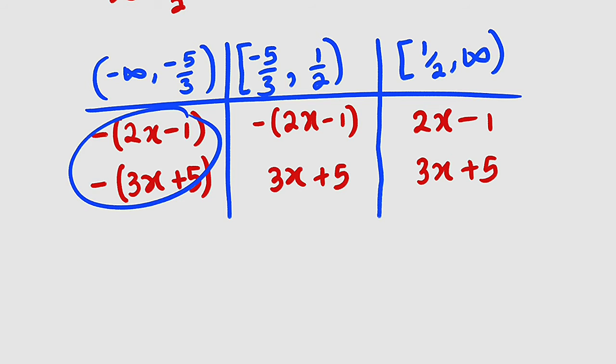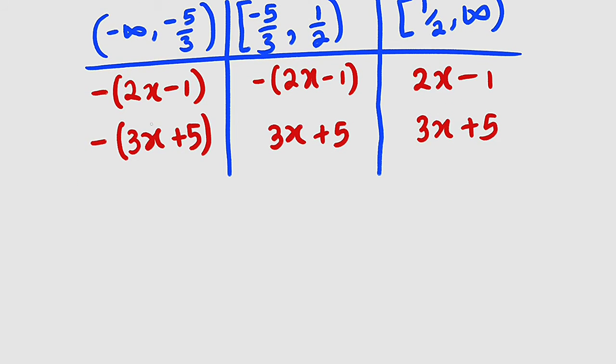Let's start with this one. It means that we are going to take this less than this and solve. Let us distribute this negative sign. We have negative 2x, negative 1 times negative is positive 1. This is less than negative times 3x is negative 3x. Negative times positive 5 is negative 5.